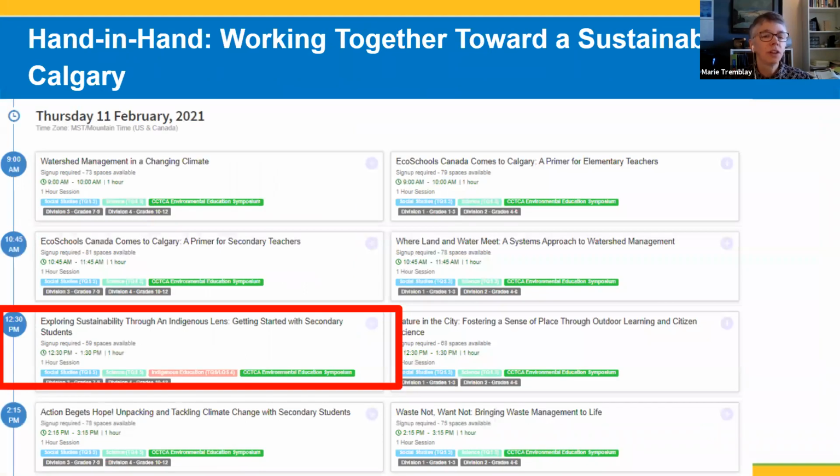I do want to bring to your attention that this workshop is part of a 2-day environmental symposium titled Hand in Hand, Working Together Toward a Sustainable Calgary. The symposium represents a collaboration between the Alberta Council for Environmental Education, the City of Calgary, and our environmental education community. We're offering 12 exciting sessions that cover a range of topics, including the Eco School Certification Program, biodiversity, water and waste management, climate change, and of course, Indigenous perspectives, which is what this session is all about.